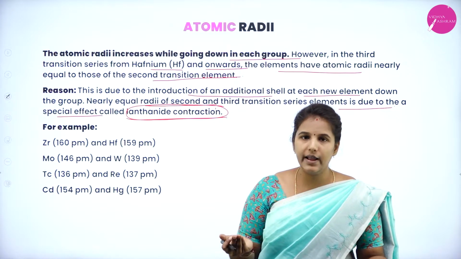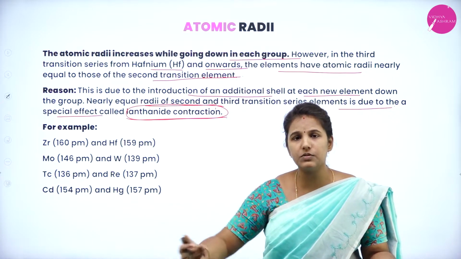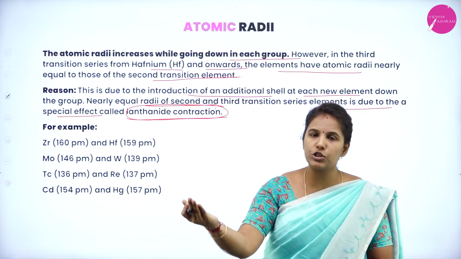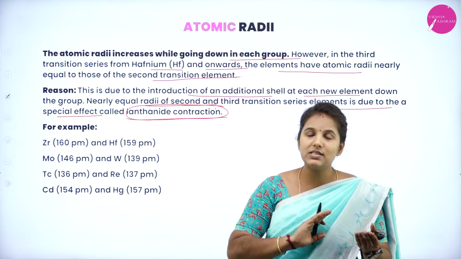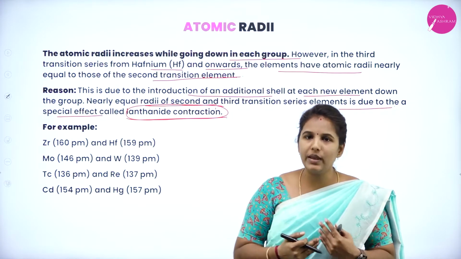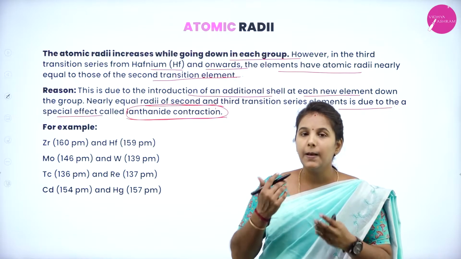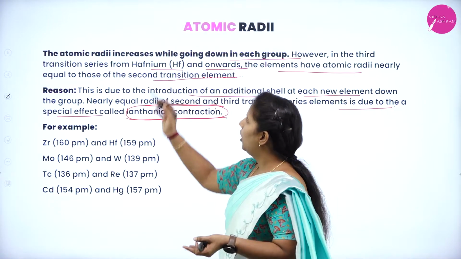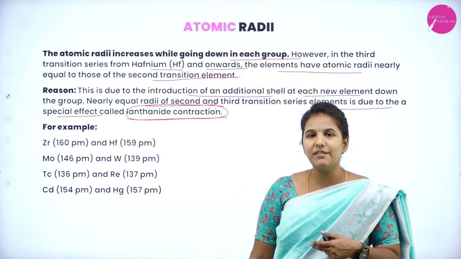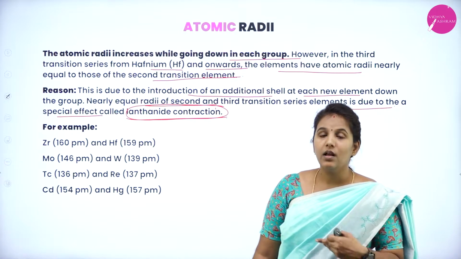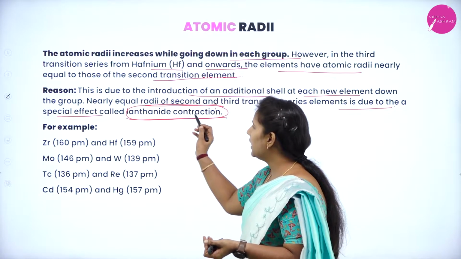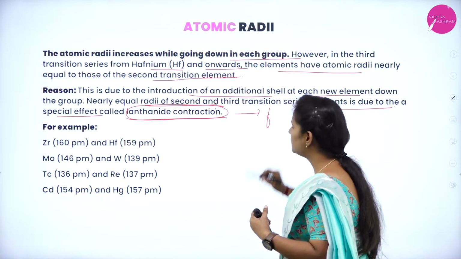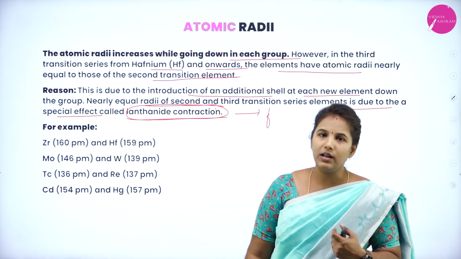As we move down the group, as we already understand, because the number of shells increases, the distance from the center of the nucleus to the outermost shell increases. Due to this increase in the number of shells, atomic radii also increase. But along that pathway, especially after hafnium, the atomic radii become almost similar. This is because of the lanthanide contraction. I'll explain more about this lanthanide contraction in the f block elements.